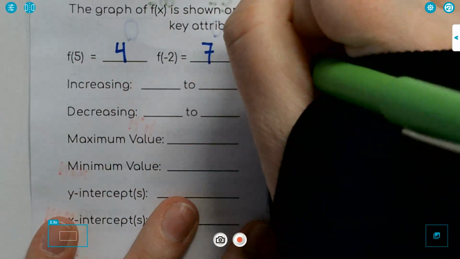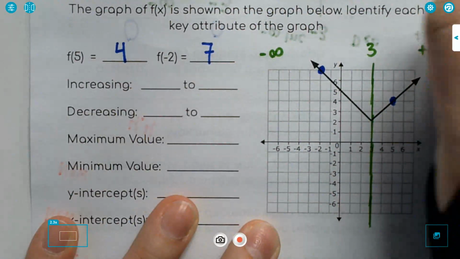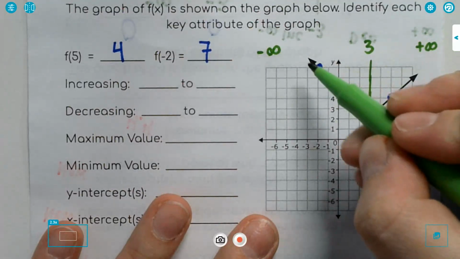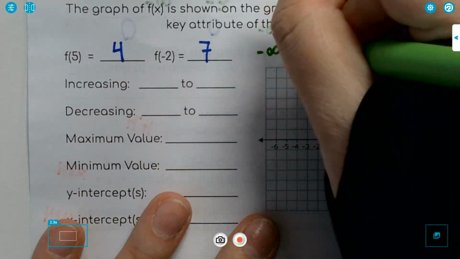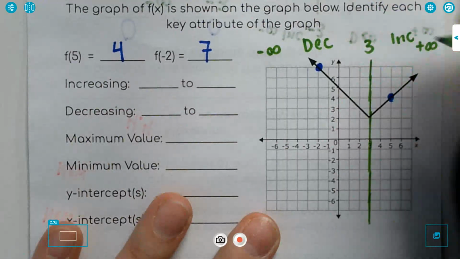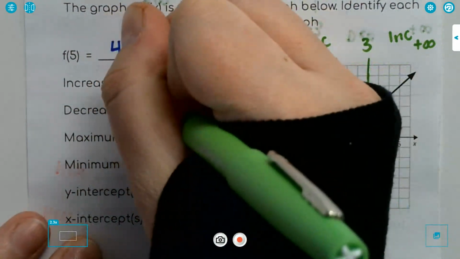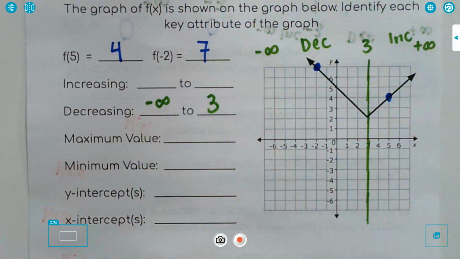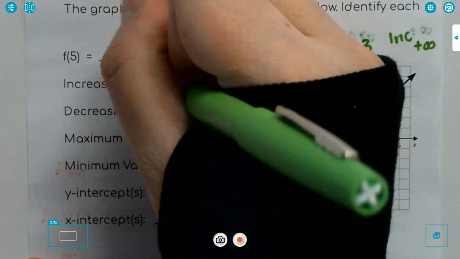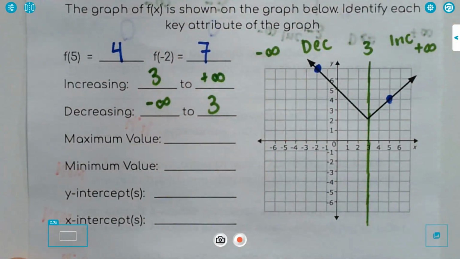I'm going to go ahead and label here -infinity and positive infinity to help myself out. And we just talked about how I'm decreasing and then increasing. So I am decreasing from negative infinity to 3. And I am increasing from 3 to positive infinity. Groovy. Any questions on that guy?